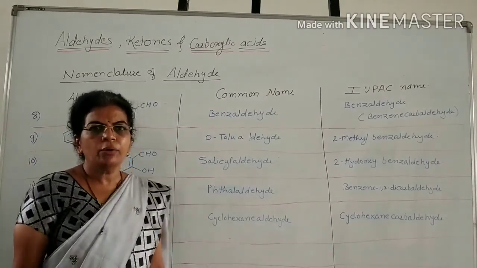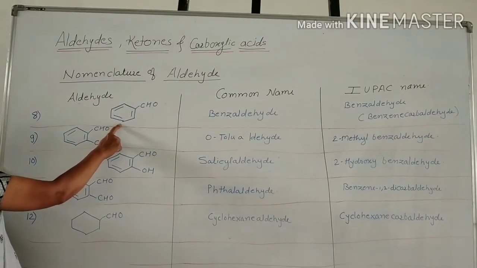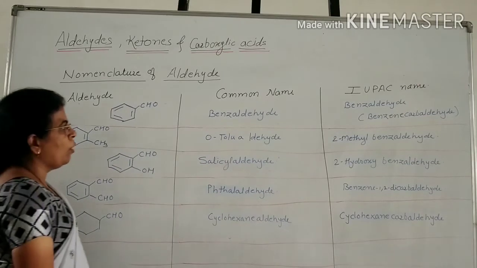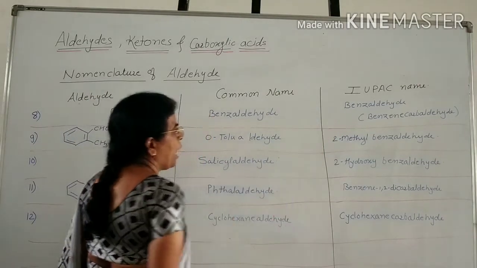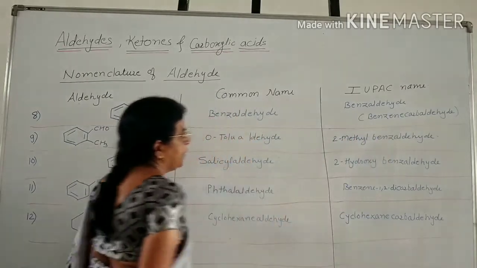Next reaction we are going to see N1. Now here benzene ring is attached to CHO group. Common name of this compound is benzaldehyde. And IUPAC name of this compound is also benzaldehyde, or it is also named as benzene carbaldehyde.